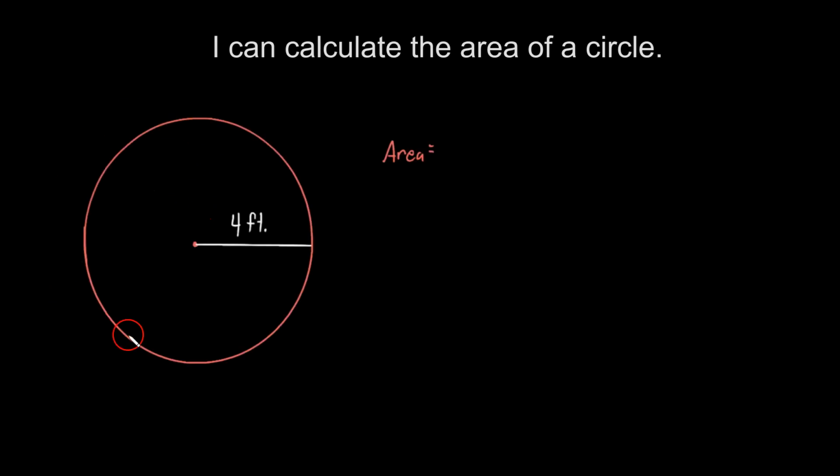So we're given this circle right here, and it's got a radius of 4 feet, and we're looking for the area. And let's remember, area equals pi times radius squared, or pi r squared, r being the radius. So in this problem, we see that it has a radius of 4 feet. So the area would be equal to pi times 4 squared. And 4 squared just means 4 times 4. So 4 times 4, that's 16. So we get pi times 16.